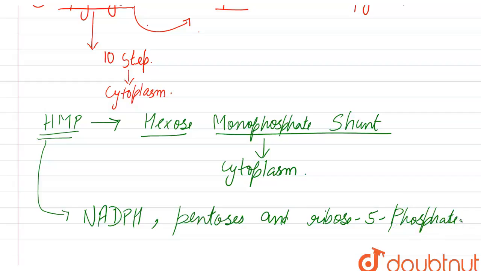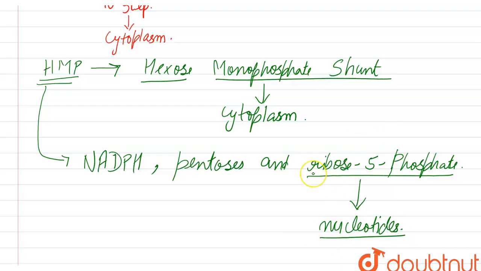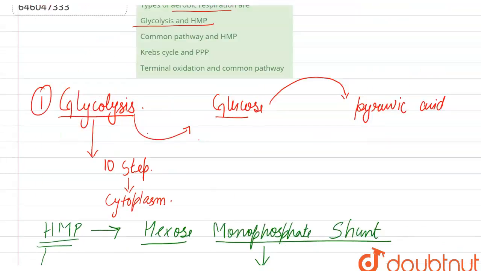So what happens next? This ribose 5 phosphate will further act as a precursor for the synthesis of the nucleotides. These are the DNA and RNA molecule synthesis. So this molecule will help in the synthesis of these nucleotides. The process starts with glucose 6 phosphate instead of glucose, and is anabolic rather than catabolic as in the case of glycolysis. So these two processes are parallel to each other. That's why they are considered as part of the aerobic respiration.